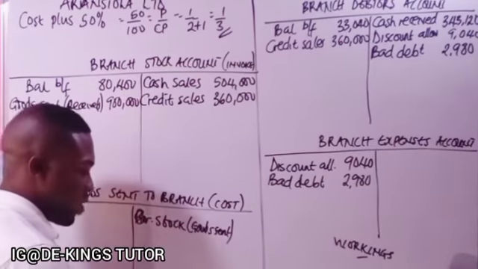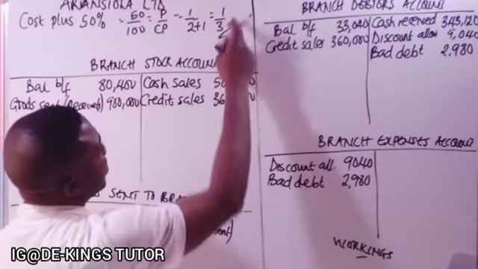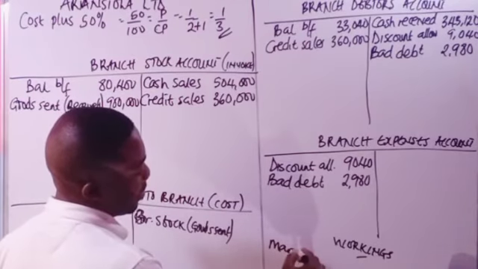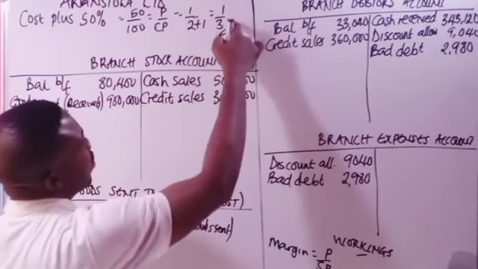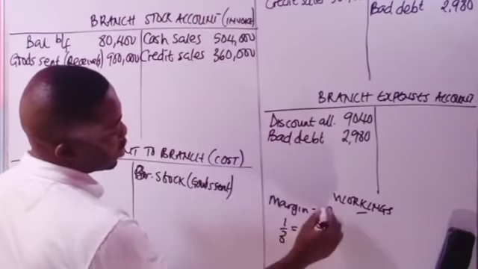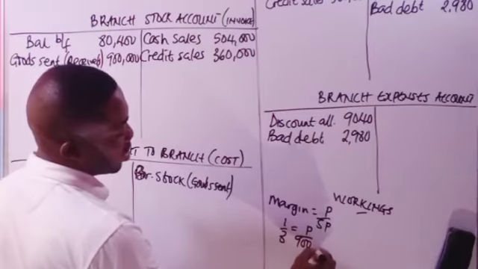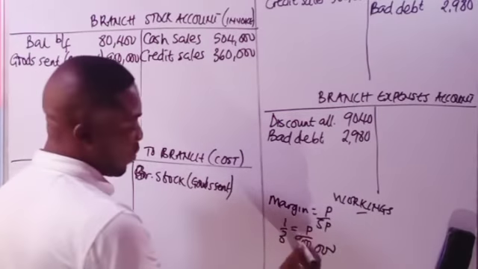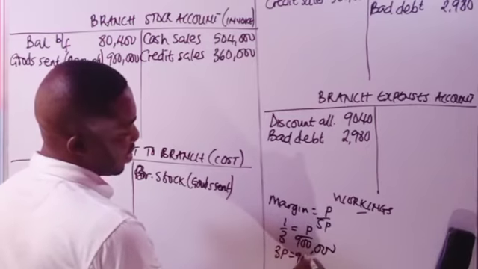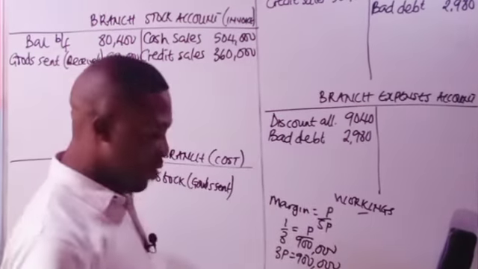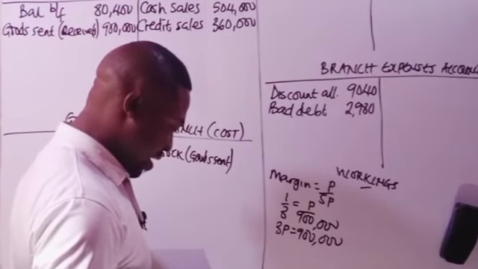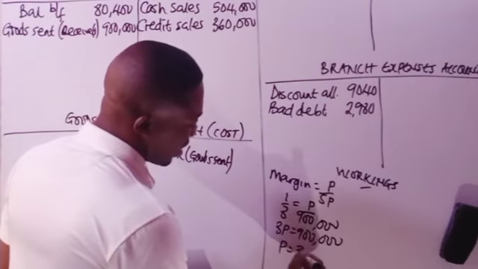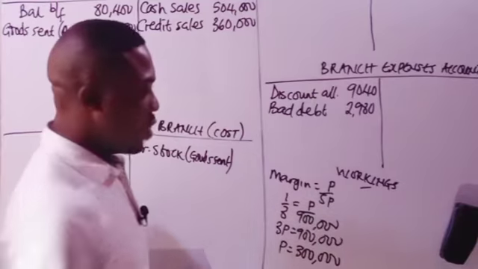Let's get the profit first. Remember, our margin is profit over selling price. The margin converted is 1/3 equals the unknown profit over the selling price of the goods sent, which is 900,000. So this should be 3P over 900,000. To get our P, the profit, we divide 900,000 by 3, and the profit is 300,000.